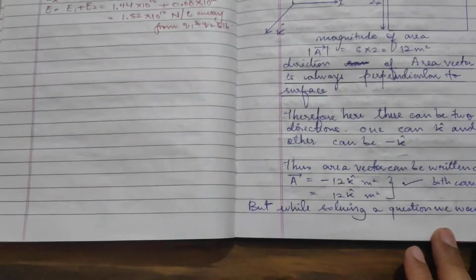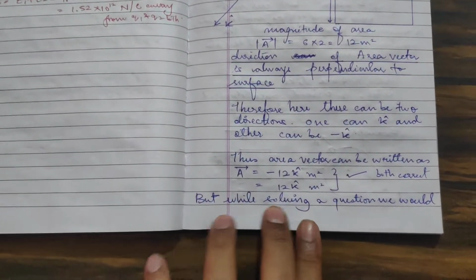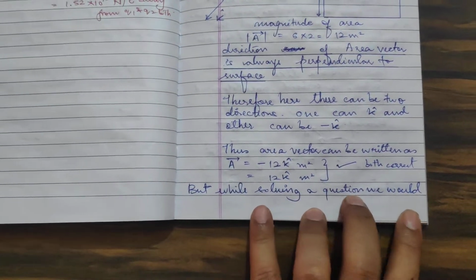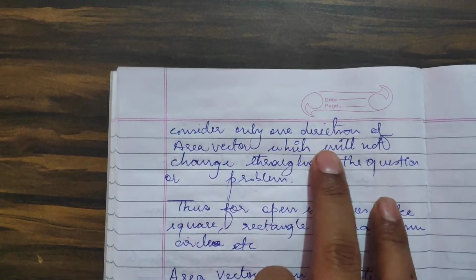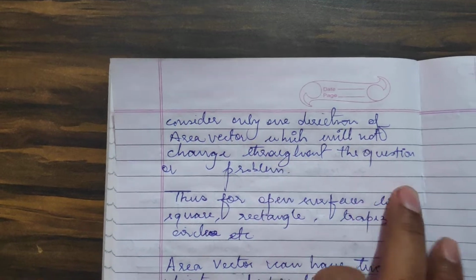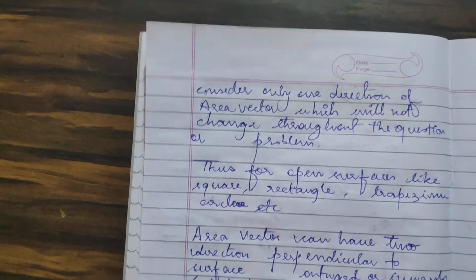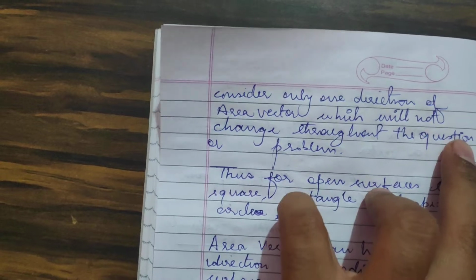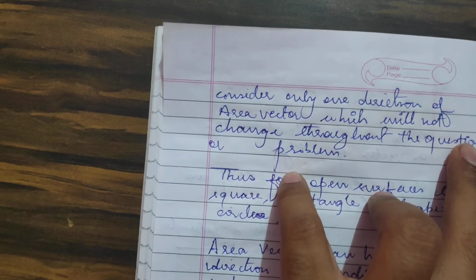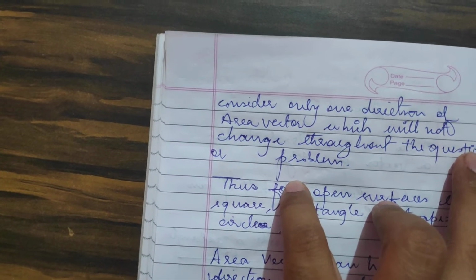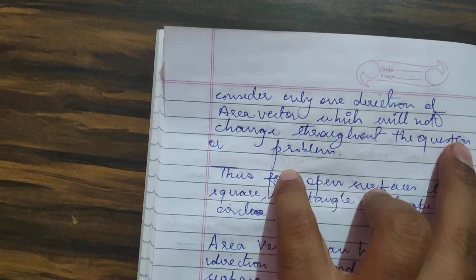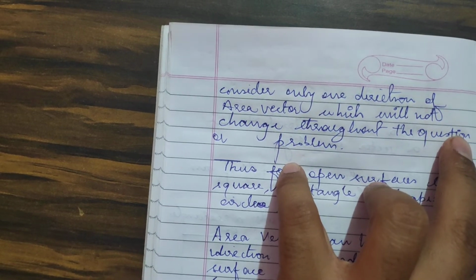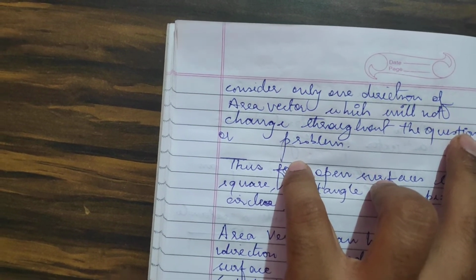So what do we do? So what we decided is, while solving a question, we would consider only one direction of area vector, which will not change throughout the question or problem. That is, according to our choice, we can take any direction which is perpendicular to the surface for the area vector, but once we have decided the direction, we will not change the direction of the area vector throughout the question until and unless we have solved the question.